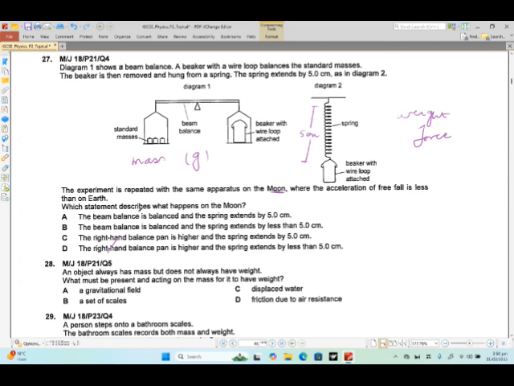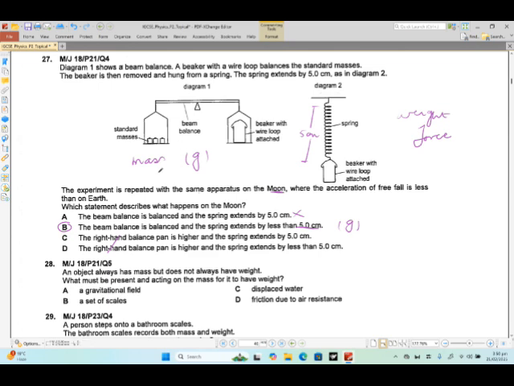The beam balance is balanced and the spring extends by 5 centimeter. Because g is different on the moon, it cannot be the same, that it extends 5 centimeter on earth and also 5 centimeter on the moon. So the correct answer is: the beam balance is balanced and the spring extends by less than 5 centimeter because the value of g on the moon is less than that value on earth.